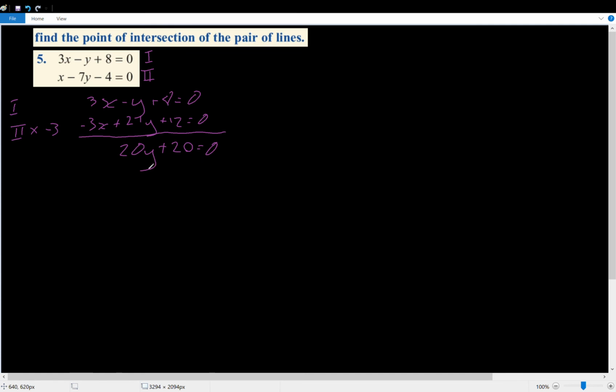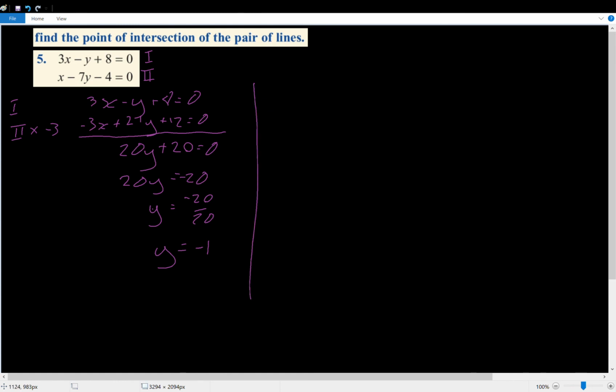Now we can solve this because we only have one variable in it, so we're going to go 20y is equal to minus 20, which means y is equal to minus 20 over 20, so y is equal to minus 1. So now we have our y value. And what we can do with that is put it back into either equation 1 or equation 2. It doesn't matter, we'll get the same value either way to get our value for x.